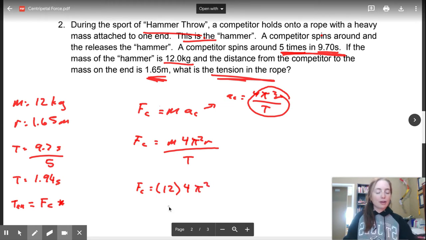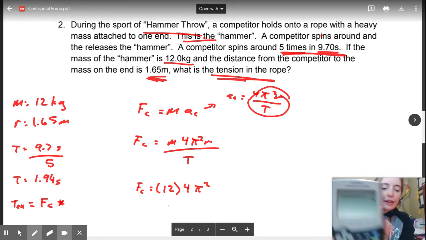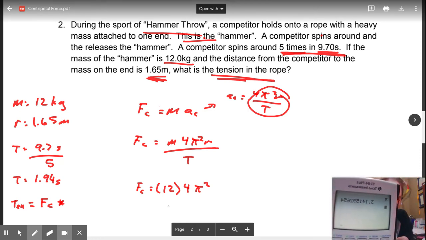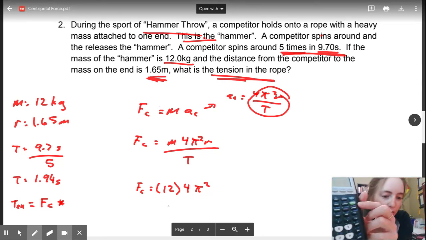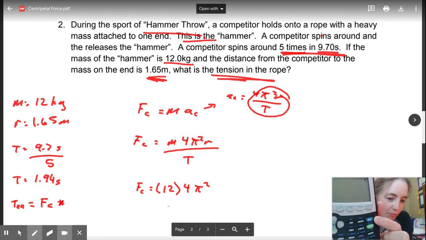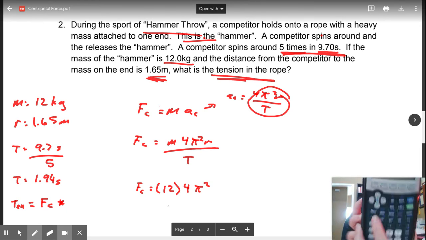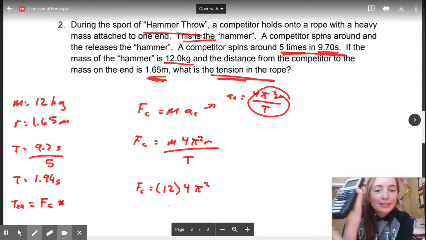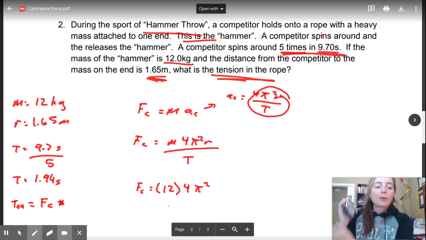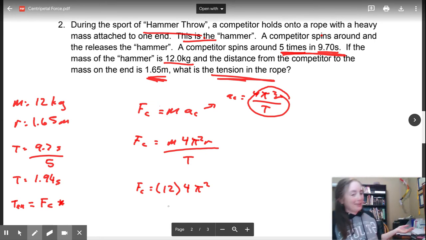pi squared. Now remember, ladies and gentlemen, I do not want to see 3.14 as pi, okay? What I want to see for pi is this symbol here. Now, how do you get that little symbol in your calculator? All you do is click the blue second key, and then hit the exponent key over here, and that's going to give you pi. That is as many digits as the calculator will handle, because remember, pi is infinite.